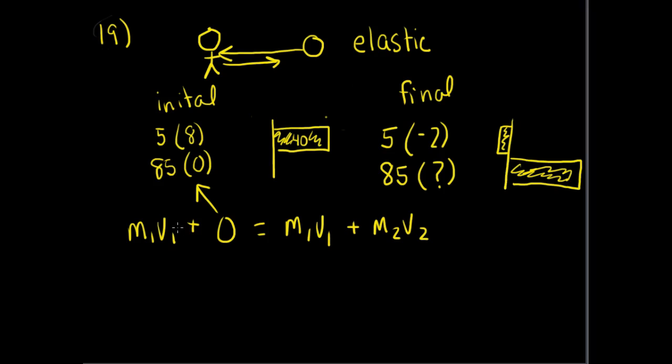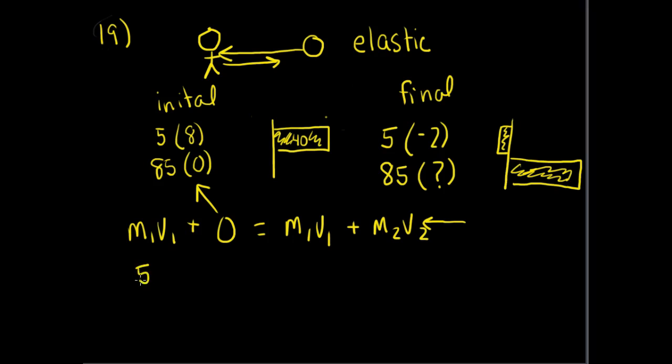So the last part of the problem: if the man who is wearing high quality rollerblades, quality matters with your rollerblades. Does anyone wear rollerblades anymore? Anyway, if the man was originally at rest, what is his final velocity? So we're trying to figure out the final velocity of the man, which is that value right there. We know everything else, so we just plug and chug.